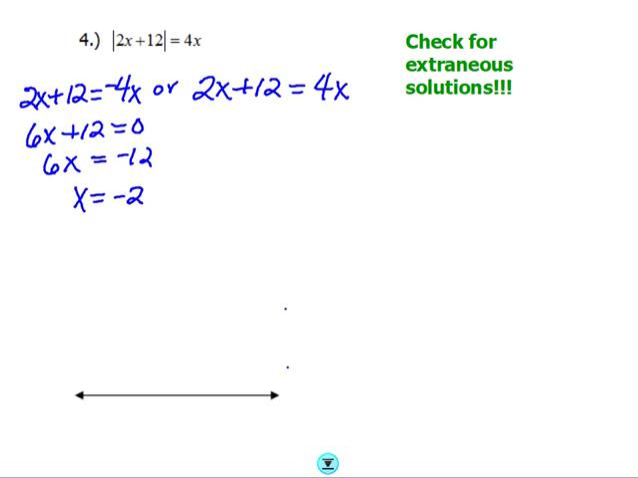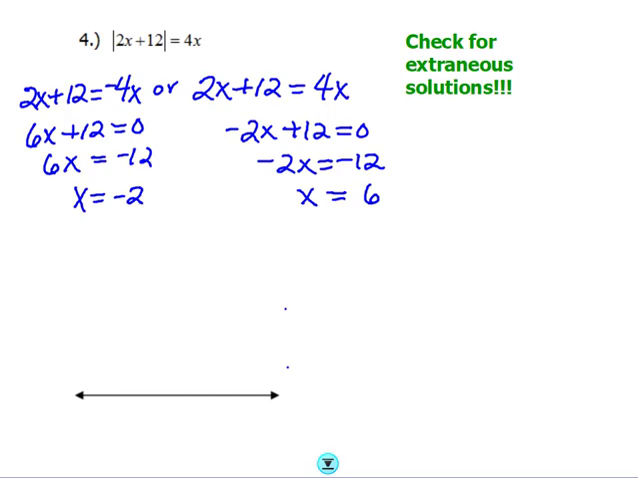All right, don't graph it until you check it. Second thing, I'm going to add 4x. So 2x plus 4x is 6x plus 12 equals 0. Subtract 12 and get negative 12. Divide by 6 and get negative 2.